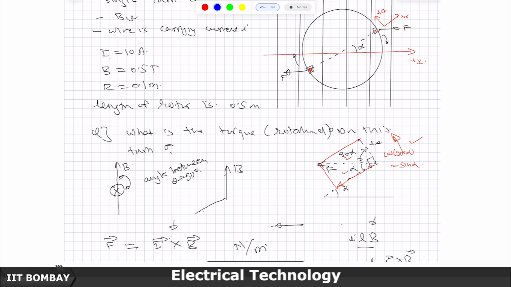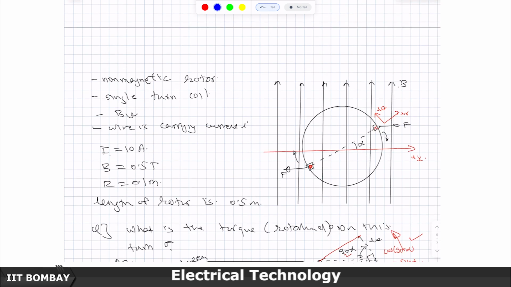So, this is a good example to show how a magnetic field interacts with current and creates a rotational torque on a coil which causes the rotation. This is the very rotation that happens in all the motors and the generators.